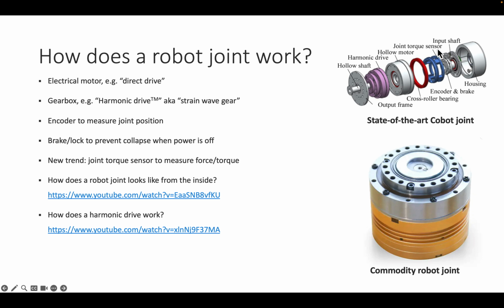Possibly a joint torque sensor, which measures the deformation of this blue piece here using strain gauge sensors. I include a couple of links for you to watch how these things work on YouTube if you're interested. But again, this is just a little intro so you know what's going on.